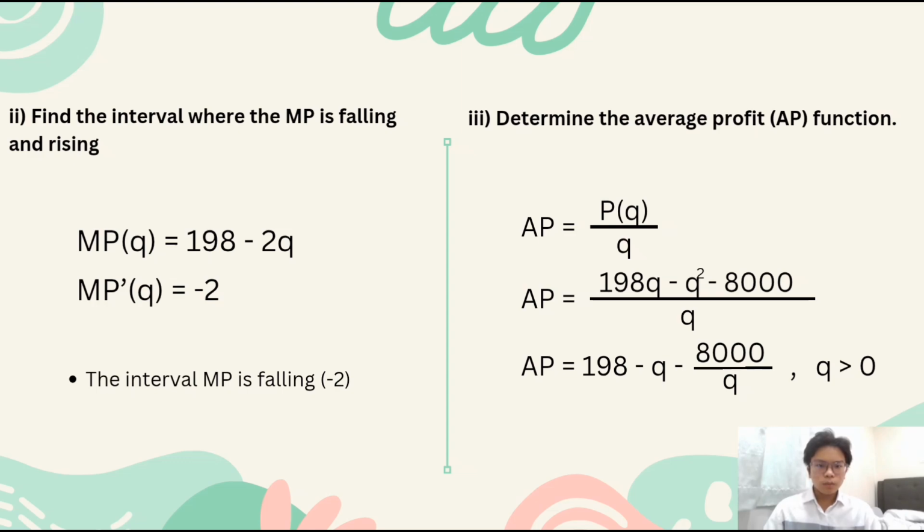After substituting the profit function and simplifying it, we get the final answer, which is AP equal to 198 minus Q minus 8,000 divided by Q.